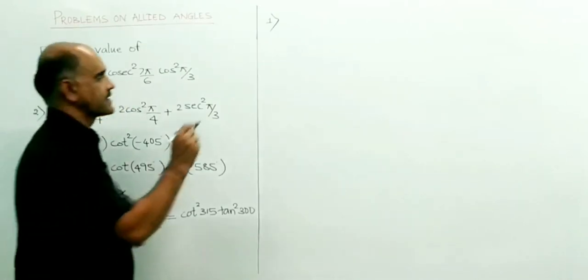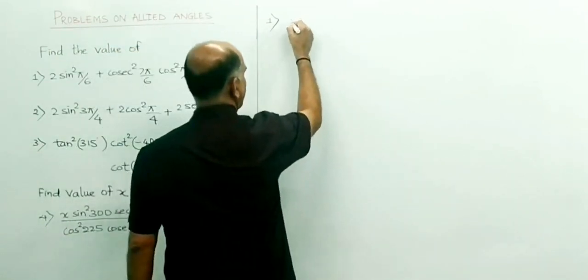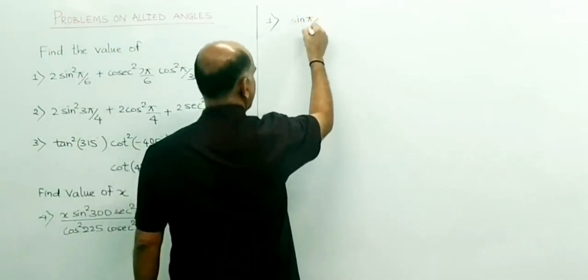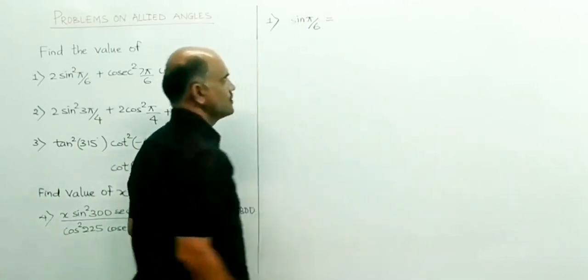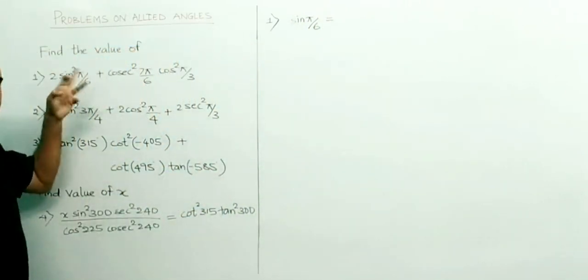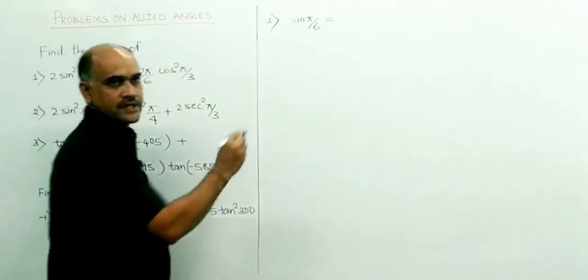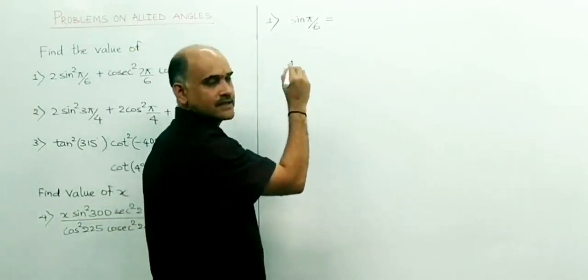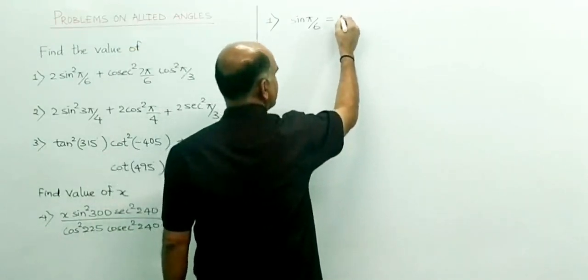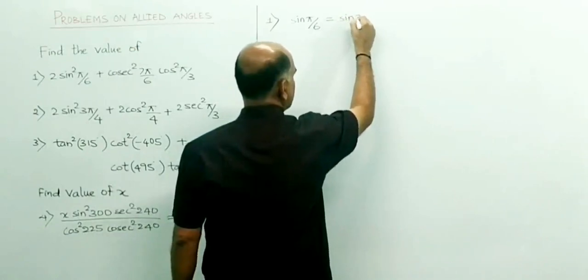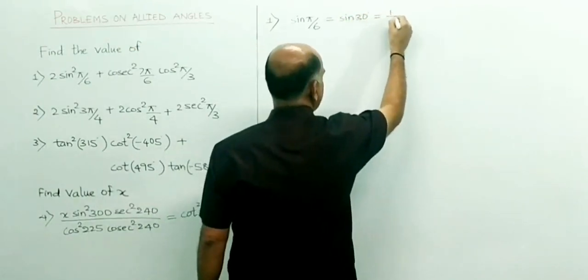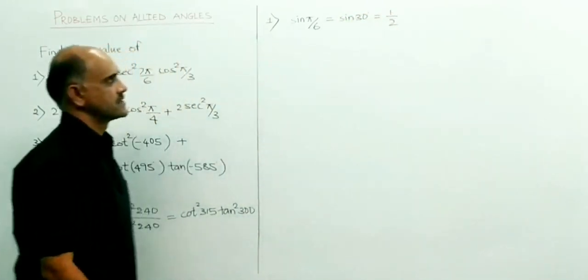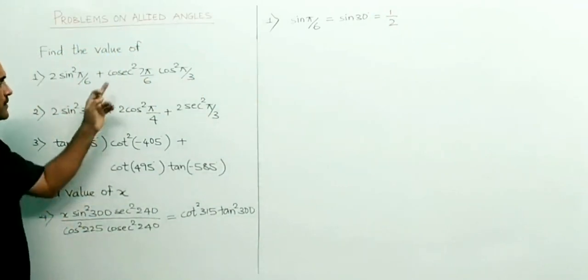So first if I take sine pi by 6, you don't take square, while substituting will take a square. So directly you can write, pi by 6 is 30, so this is nothing but sine 30 is 1 by 2, sine 30 is 1 by 2.